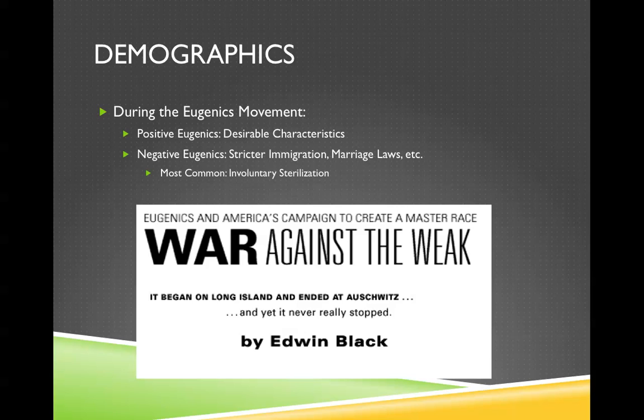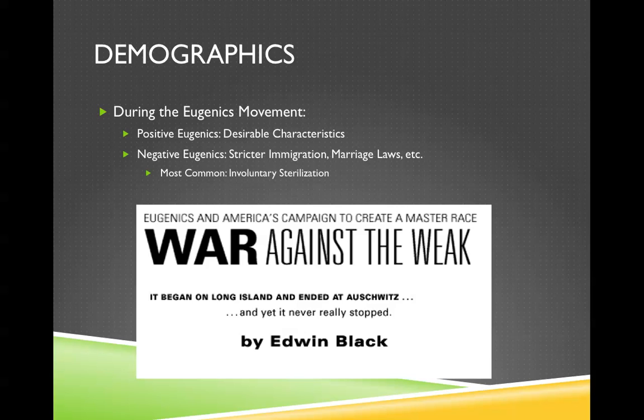During the eugenics movement, there were two types of eugenic practices, positive and negative. Positive eugenics consisted of encouraging those with characteristics deemed desirable to reproduce. Negative eugenics consisted of marriage laws prohibiting the marriage of undesirables, stricter immigration control, sexual segregation of those with physical and mental disabilities, along with voluntary and compulsory sterilization.